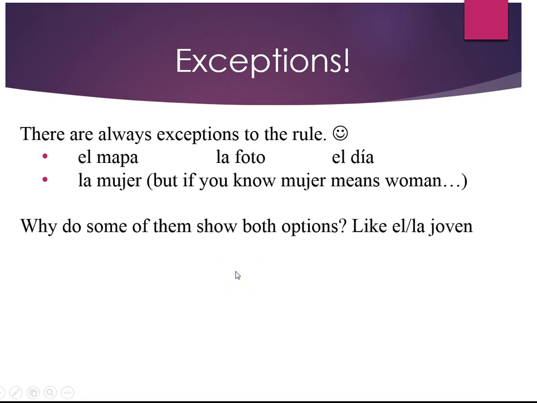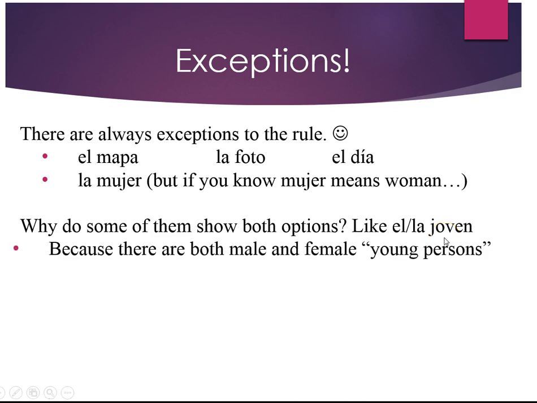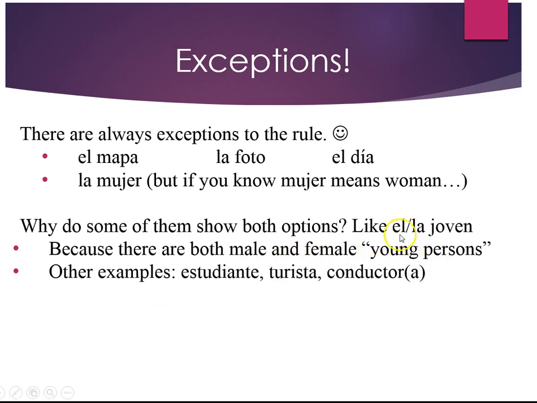In quick review, why do some of them show both options? Like I had el/la estudiante. Here's el/la joven. Joven means young person. Well, if you remember, a young person is alive, just like students are, and you can have both male and female young persons. So that is why it's el and la. Other examples where you'll find this: estudiante for student, turista for tourist, and conductor or conductora for driver.